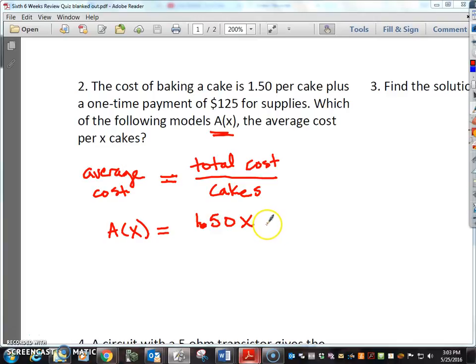Now, is that all that I spent? No, I also spent 125, so I'm going to also add 125. Is that the total cost? Yeah, this is all that I spent. Now, I have to divide it by the total amount of cakes. So how many cakes did I bake? I don't know, so X is the cake. That is the average cost. That is the equation.